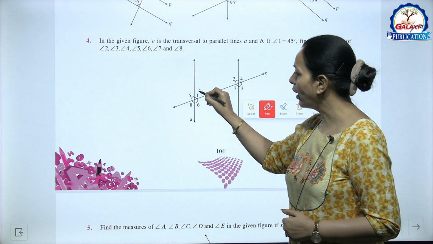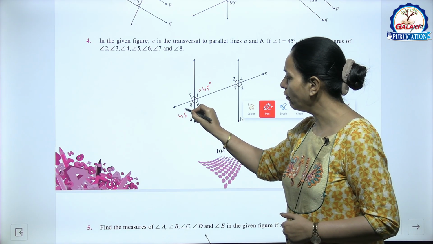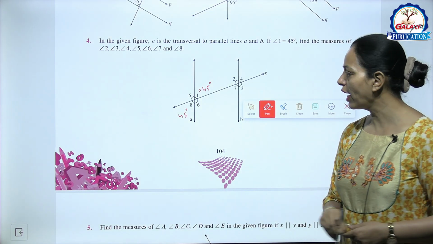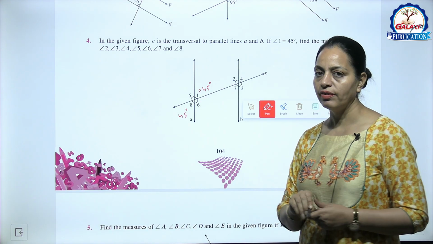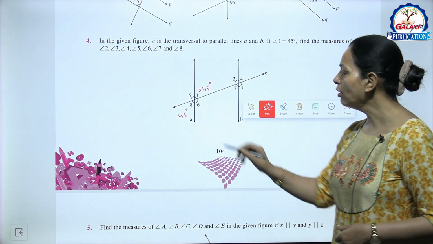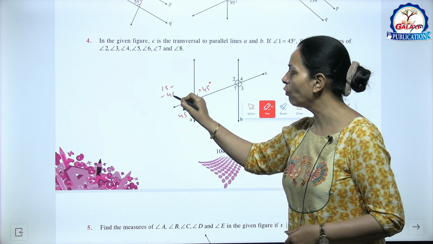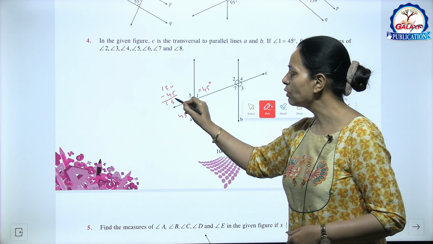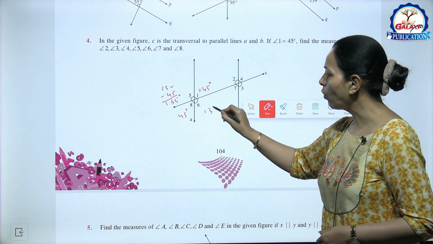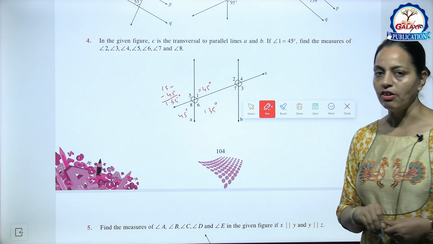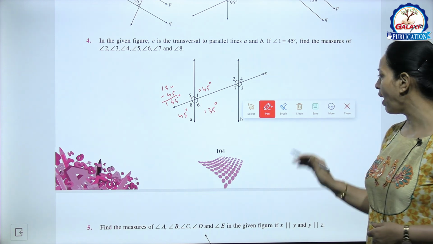We know angle 1 is 45 degrees. So 8 is also 45 degrees, vertically opposite angle. 45 and 5 are a linear pair. So how will we find angle 5? 180 minus 45, that is 135. So this is also 135. Okay, now similarly you can try these parts.